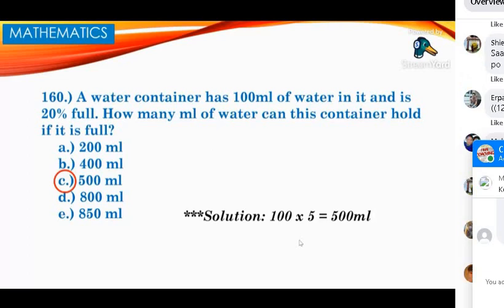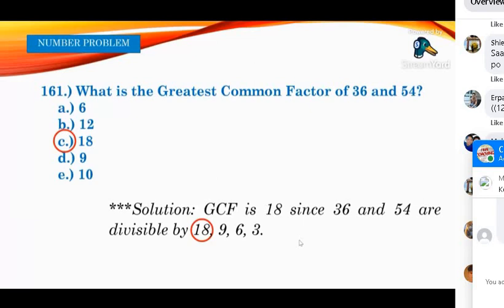Let's have 161. What is the greatest common factor of 36 and 54? Okay, when we say greatest common factor, we're going to factor out 36 and 54. List down all the factors. Pag sinabi natin factors, numbers that could divide this. And hanapin natin yung pinaka malaki. So what numbers could divide 36 and 54?